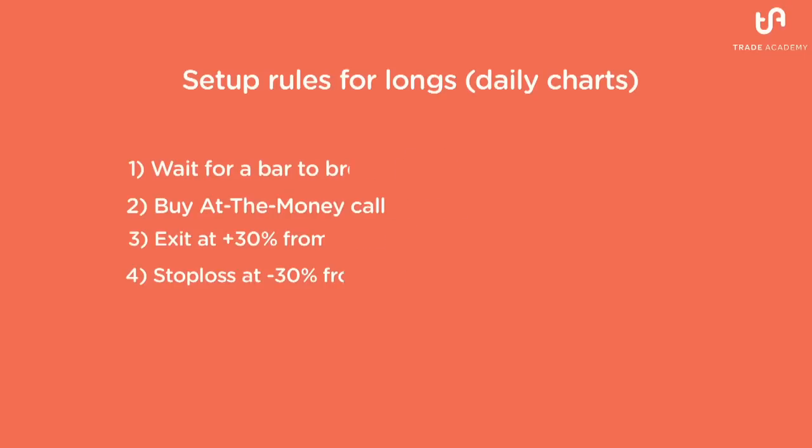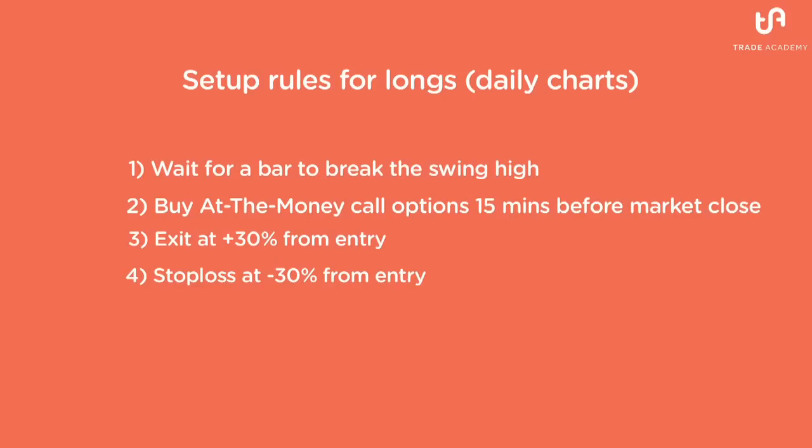We are taking a trade based on the statistical edge that a swing high or low break gives us. Now, in case of a swing high break, we buy the call options, and in case of a swing low break, we buy put options. Here are the setups for rules for long. Remember, this is only valid on the daily charts.